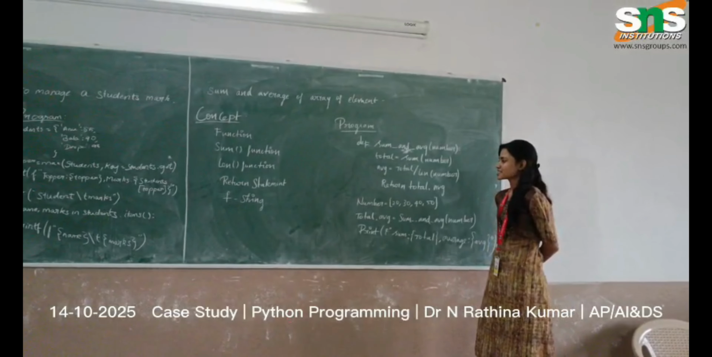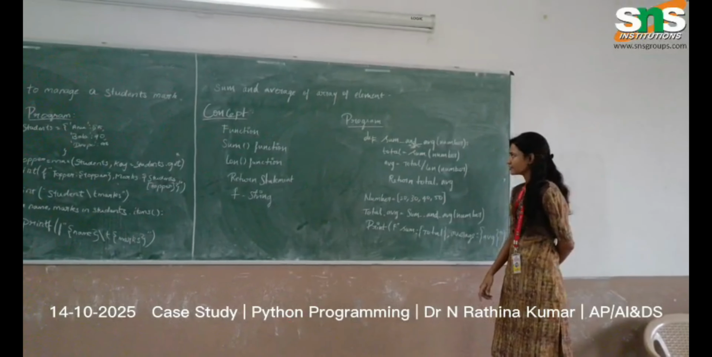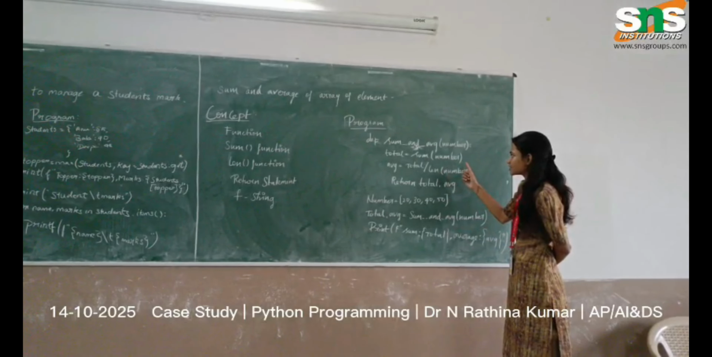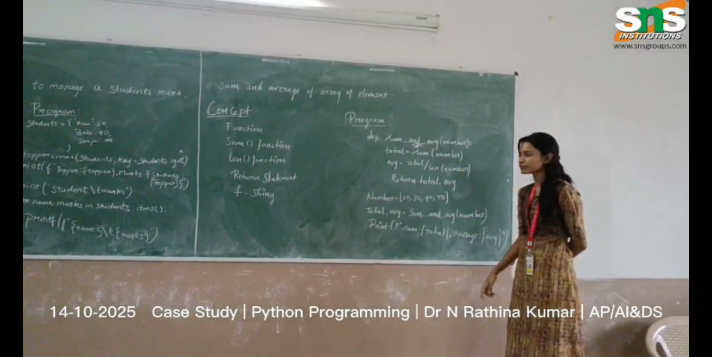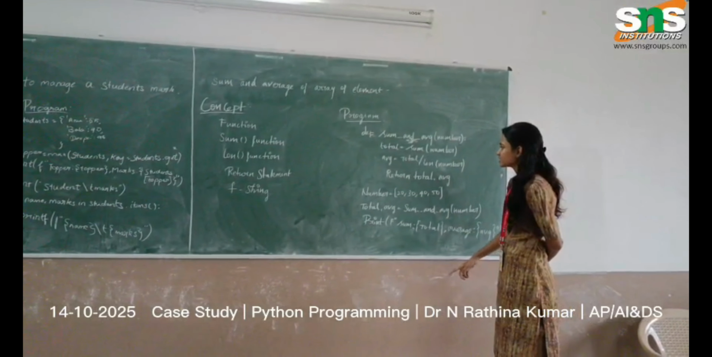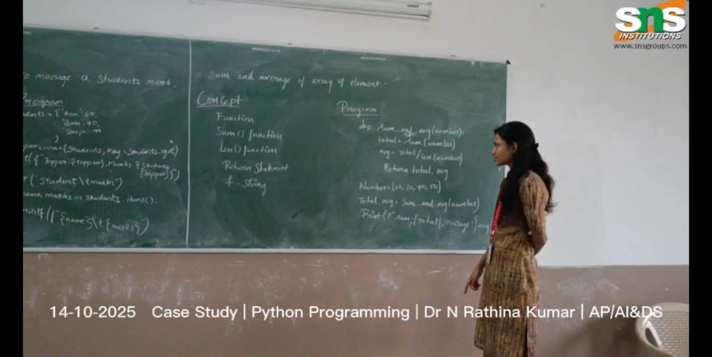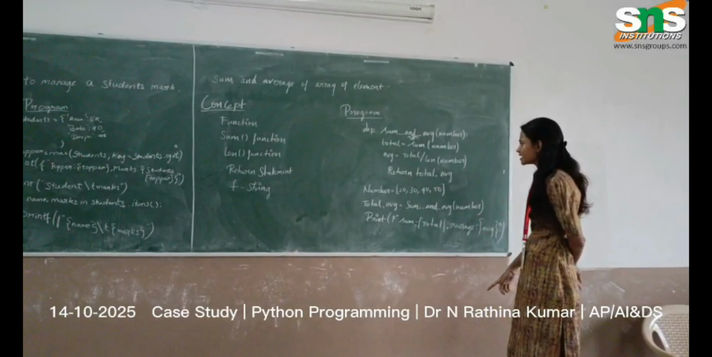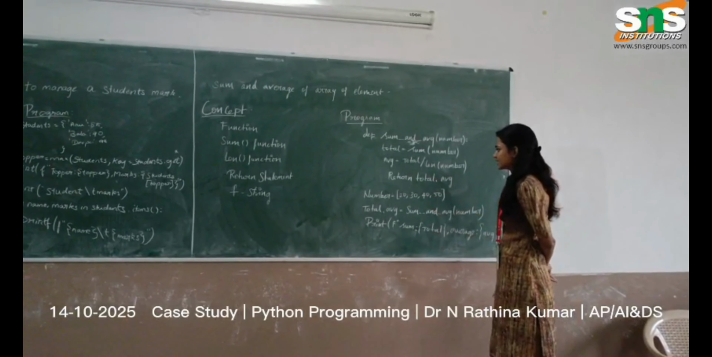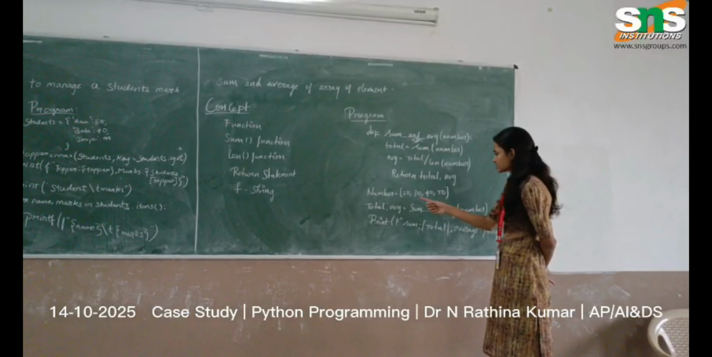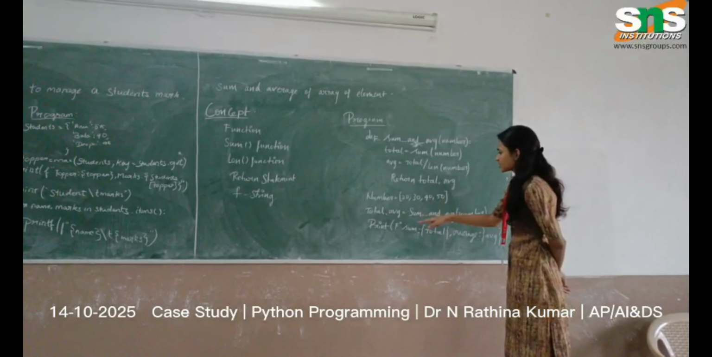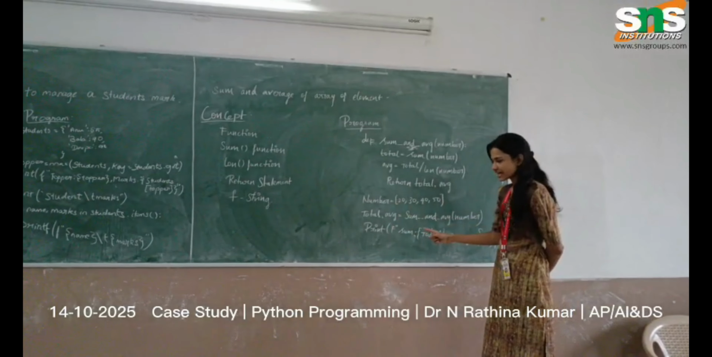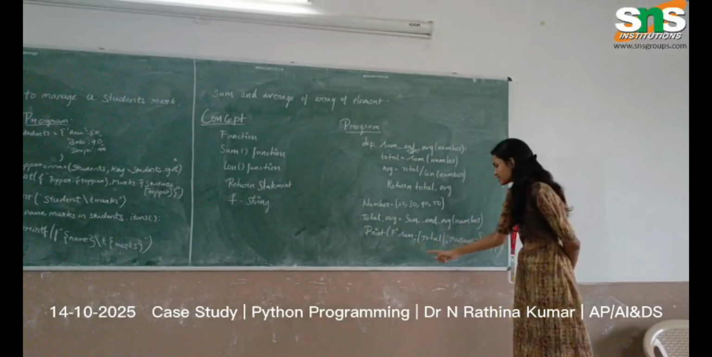Let me explain the program step by step. We define the function sum and average that takes a list of numbers. Inside the function, we calculate the sum of the given numbers, and we extend it to calculate the average of the given numbers by using the formula total divided by the length of the numbers, and return the total and the average. We declare the numbers 20, 30, 40 and 50 and call the function to calculate the sum and average, and print the sum and average.